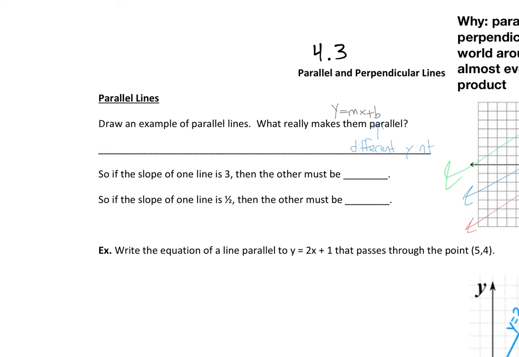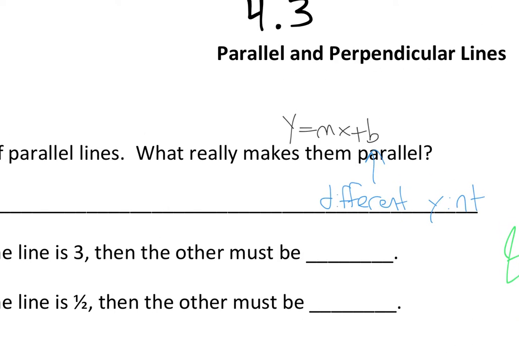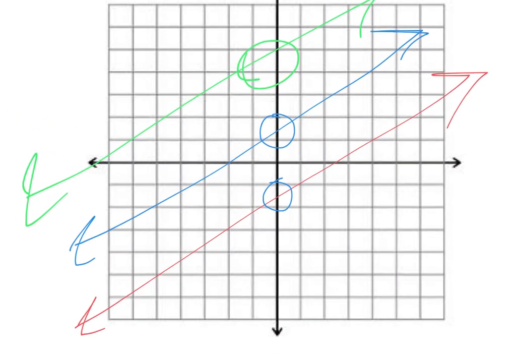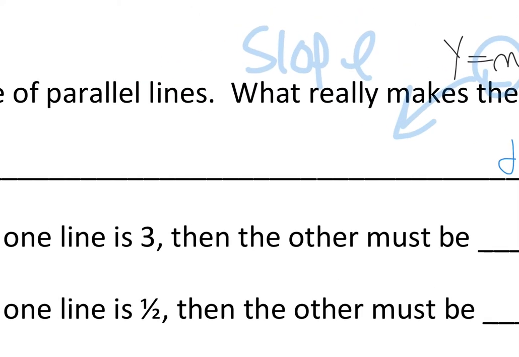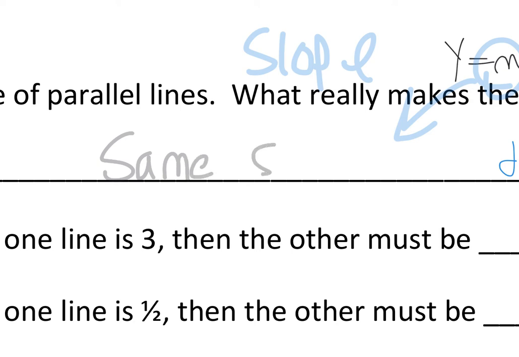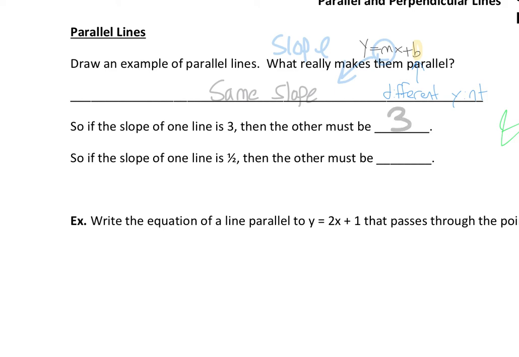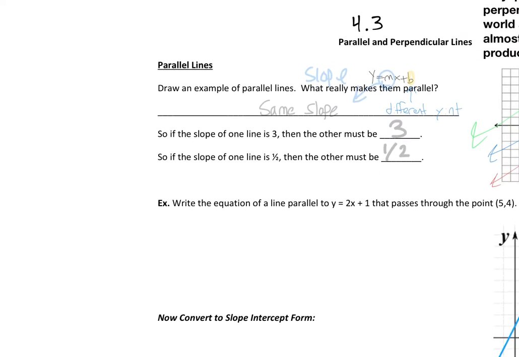But if we think about the other component of y equals mx plus b, other than the y-intercept, it's the component of slope. If we look roughly here, because like I said, I don't have a straight edge tool on this program, we've got the same rise over run for all three of these lines. And that's what actually makes lines parallel. In conjunction with different y-intercepts, they have the exact same slope. So if the slope of one line is 3, the slope of the other is 3. If the slope of one line is 1/2, the other must be 1/2.